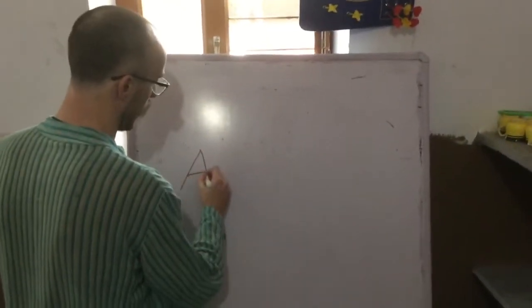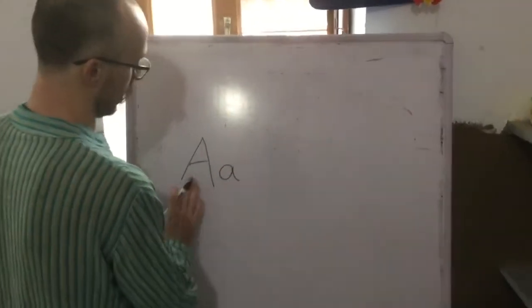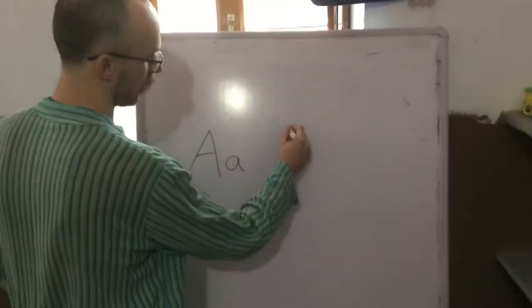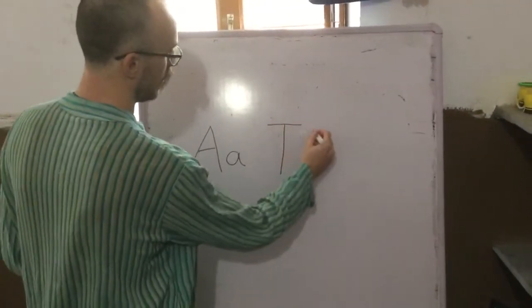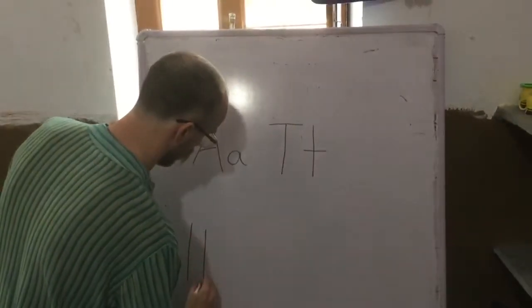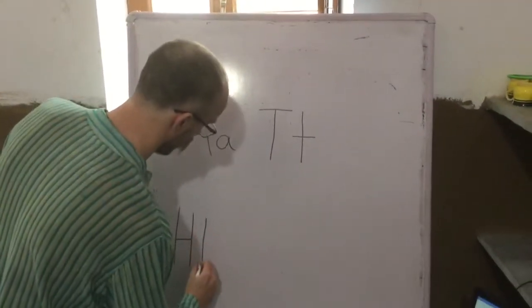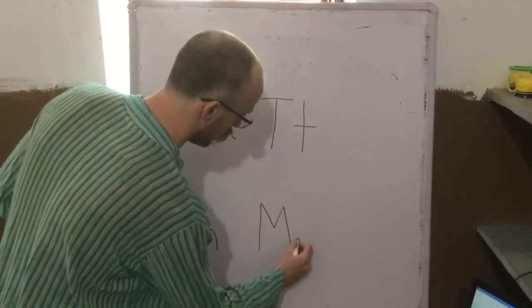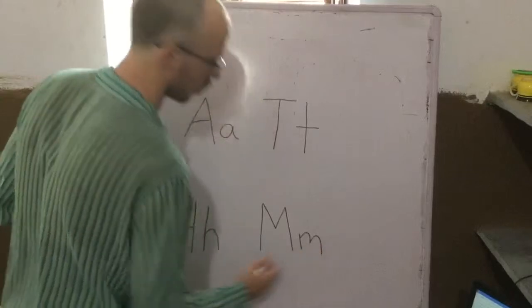Okay, so for the letters, if you have the first level, you're going to do 3 or 4 letters per class. So we'll say we start with A. You're going to write the uppercase and lowercase letters. You can say big letter and small letter for the kids. T, H, M. And you may be asking, why are you introducing these letters in this order?